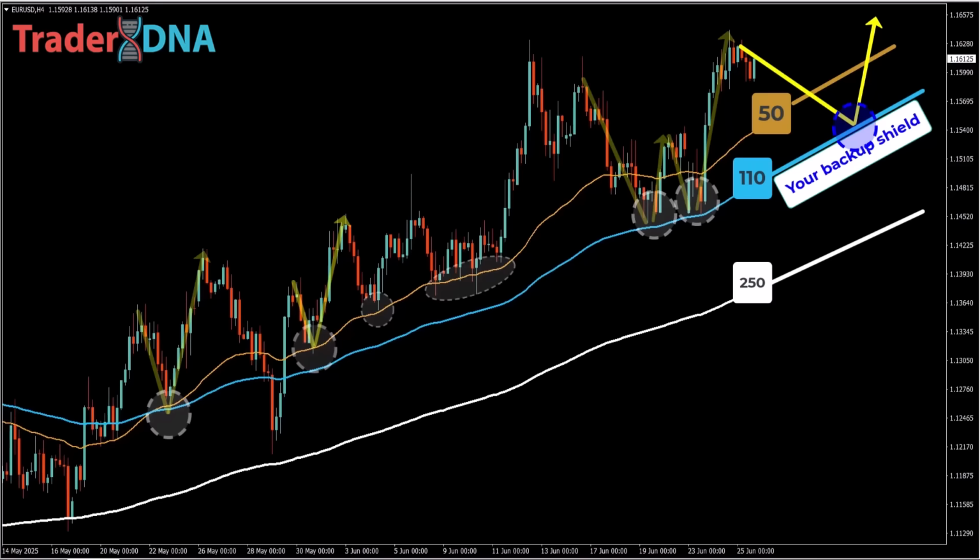We're talking 250. Why? Because it's not about guessing or copying what others say. It's about testing. It's about proof. It's about using what actually works on this chart, on this time frame.